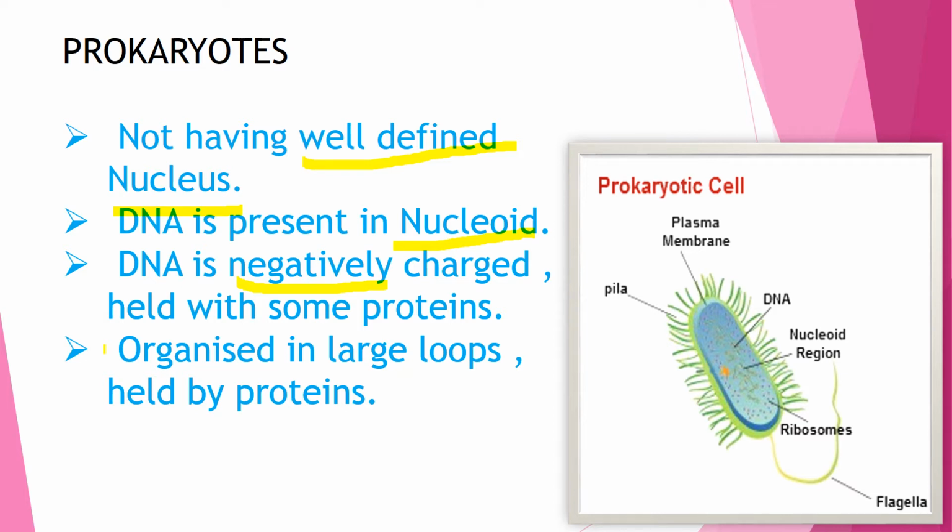You cannot see a proper nucleus here, nuclear membrane, chromosome, nucleolus, like that. You can see this chromosome lying here and there. The place is nucleoid, right? This hair-like structure is pili, plasma membrane, DNA, nucleoid region, right?